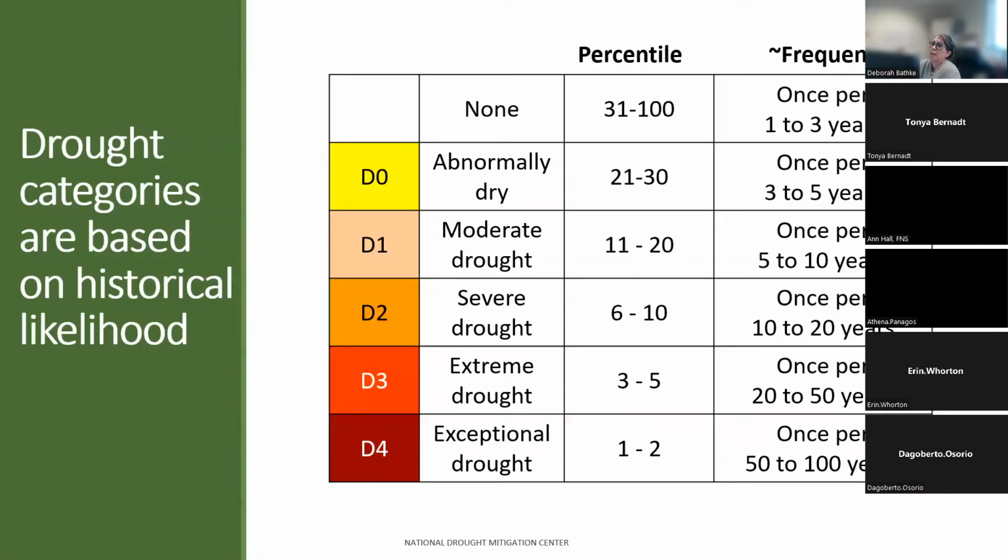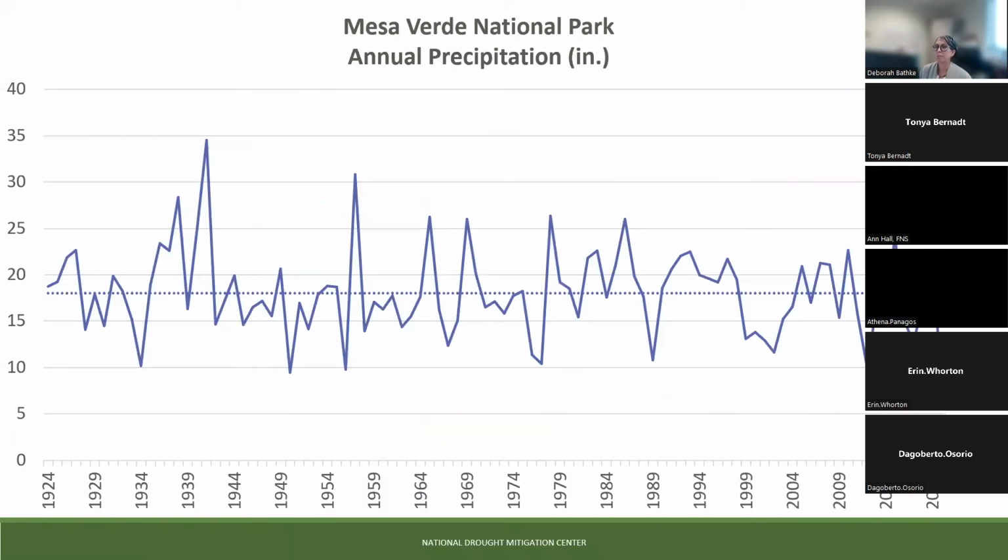Percentiles tell us the historical likelihood that conditions will occur. So for example, an exceptional drought, indicated by the darkest brick red or maroon color on the map, is a type of drought that we'd expect to see once or twice every 100 years. And normally dry conditions are conditions that we'd expect to see once every 3 to 5 years. So what do we mean by percentiles?